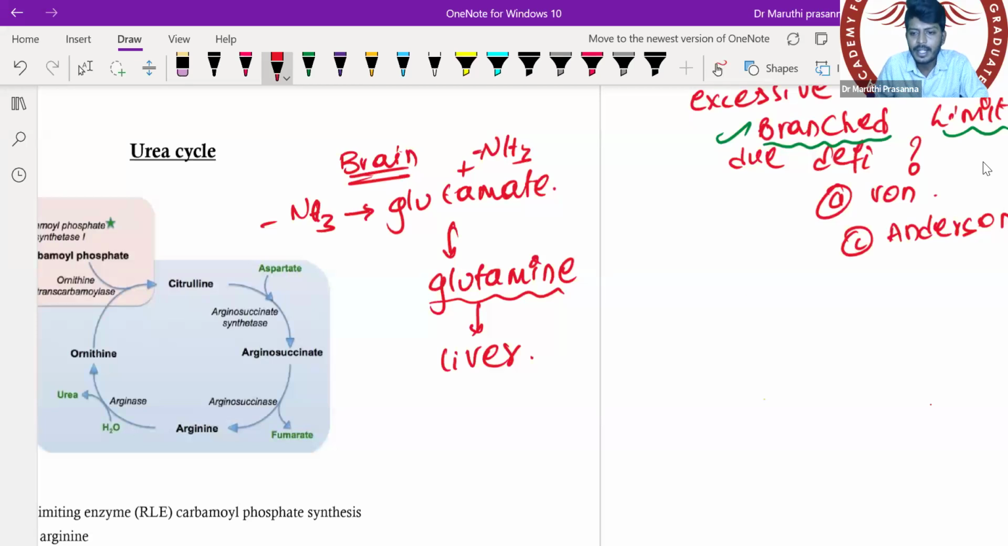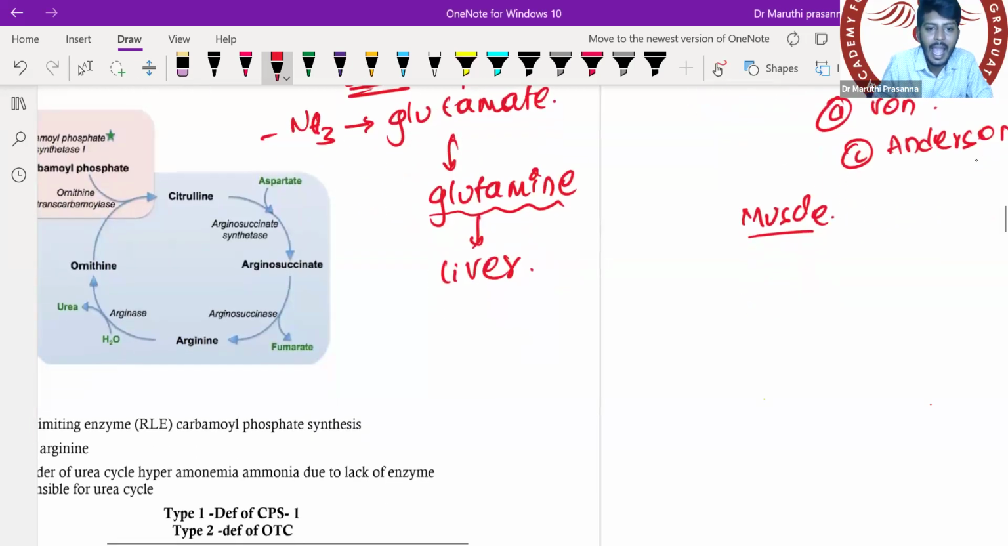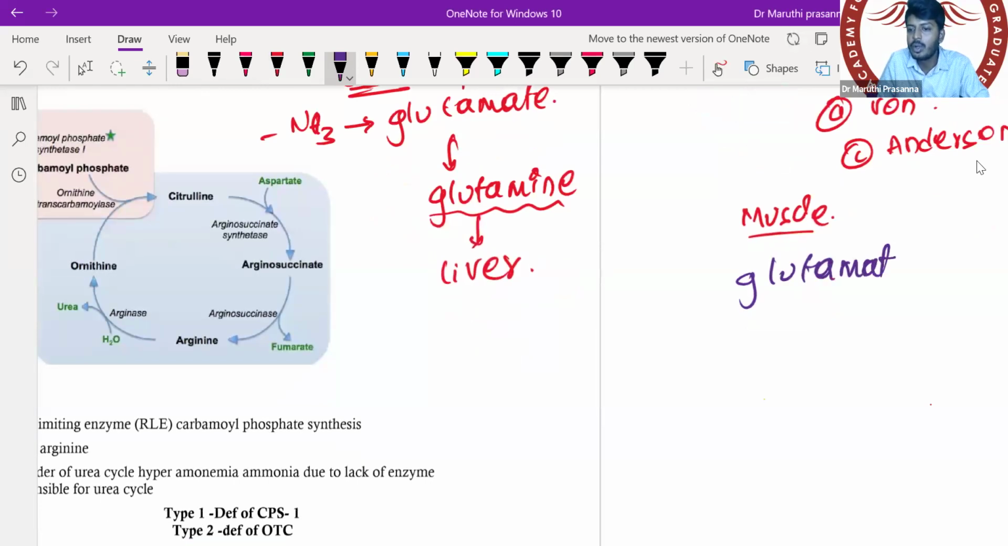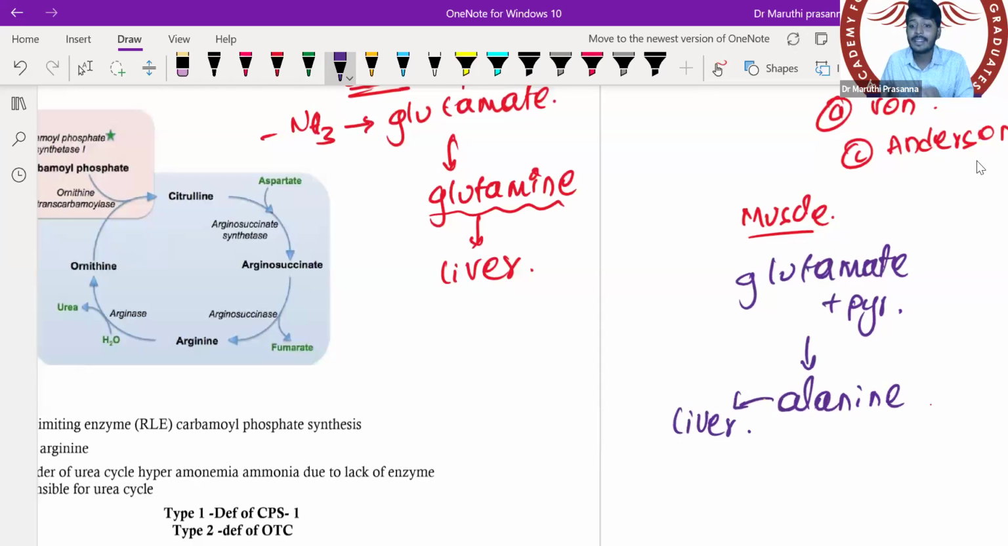Now, one more place: the muscles. In the muscle, we actually have glutamate only. Now this glutamate combines with pyruvate and forms alanine. Now this alanine will go to the liver. So which amino acid is carrying ammonia? In the form of alanine. From the muscle, ammonia is transported by alanine.